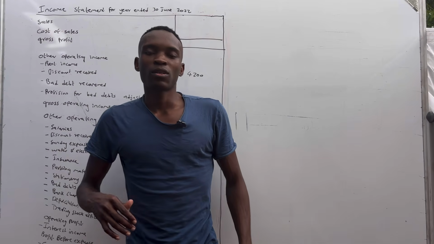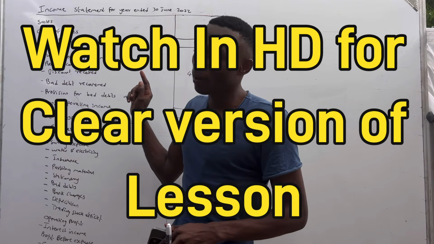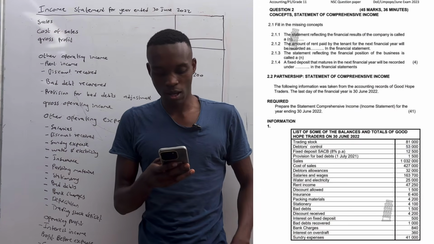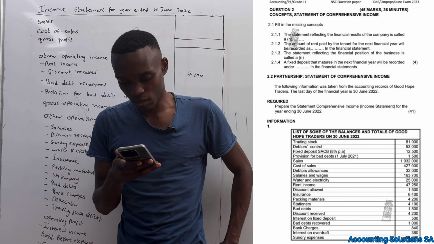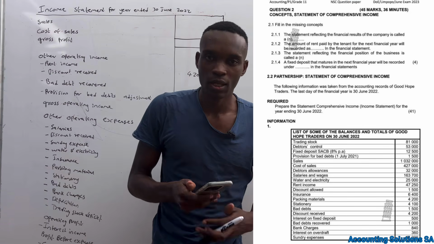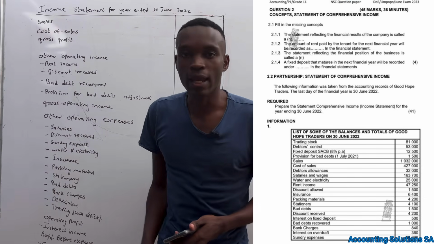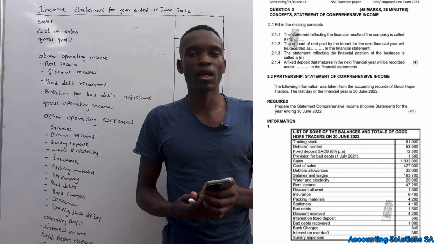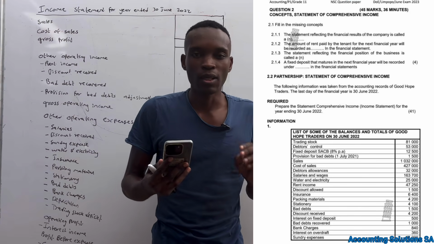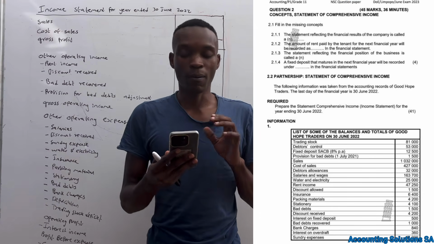Okay, grade 11 students. In this video, we are going to discuss one of the questions from paper 1. This question paper was written in the province of Limpopo, June examination 2023. We are going to discuss the income statement from top until the end. Make sure that you watch until the end so that you will gain more knowledge about the transactions you are going to face when you write your income statement under a partnership.